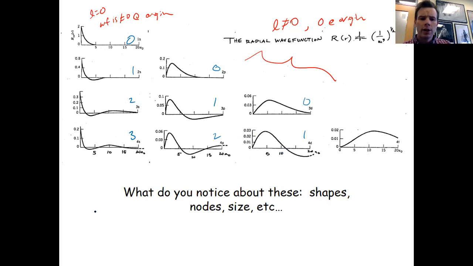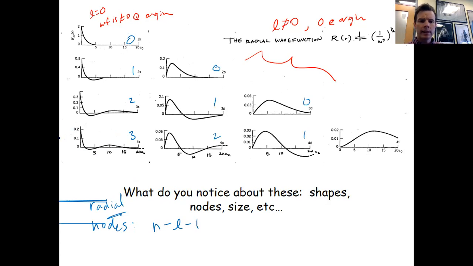If you start to look at these nodes, what you might convince yourself is that these functions have n minus L minus 1 nodes. Right? So they will have n minus L minus 1 nodes. And I want to emphasize to you that these types of nodes are radial nodes. They are radii at which the wave function is 0.